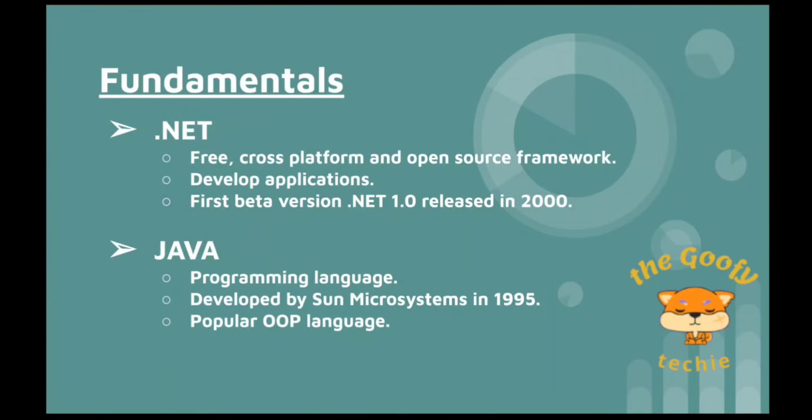So .NET is a free, cross-platform, open source framework for developing a wide range of applications. Microsoft began creating the .NET Framework in the late 1990s, and the first beta version of .NET 1.0 was released in early 2000. On the other hand, Java is a programming language, so Java is not a framework, as we all know, but Spring Boot is a framework which uses Java. So if you are going into a Java profile, then you will definitely be using the Spring Boot framework.